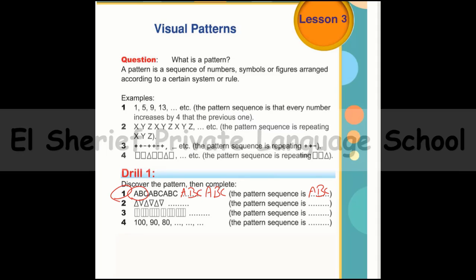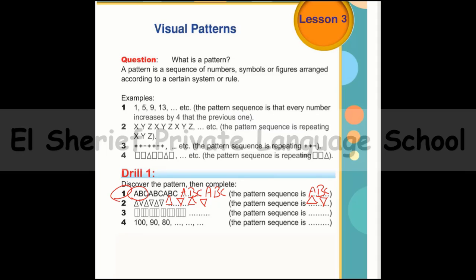Here, a triangle looking up and a triangle looking down, up and down, up and down. So a triangle looking up and a triangle looking down, and a triangle looking up and a triangle looking down, and so on. So the sequence is a triangle looking up and a triangle looking down, and so on.